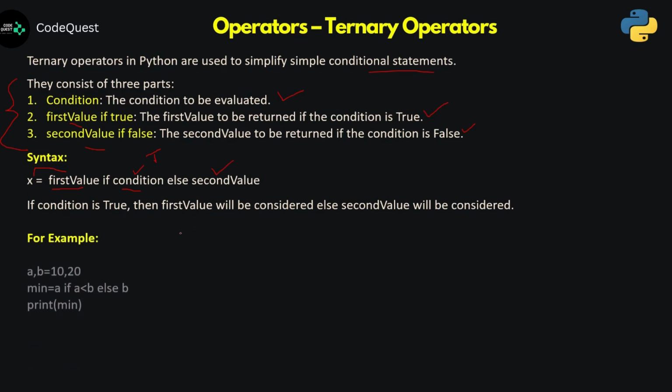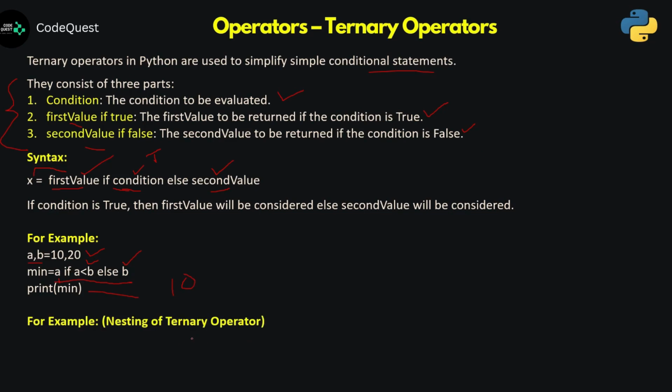For example, if we have taken two variables a and b holding 10 and 20, now in this context, a is going to behave like the first value, and this a less than b is nothing but the condition, and the second value is nothing but your b. Now because this a less than b, 10 less than 20 is true, hence the first value is assigned to this min. As a result, this is going to produce the result 10.